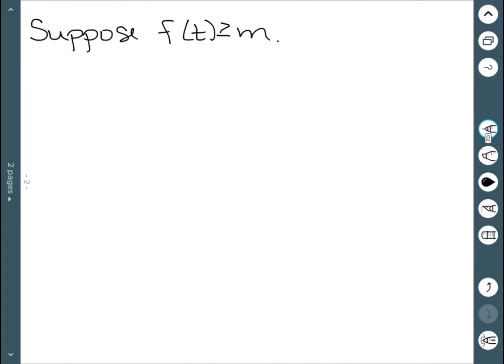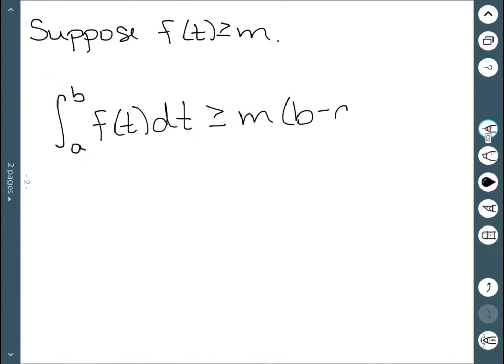The next property, let's suppose our function is greater than or equal to some value m over the interval a to b. Then we would have the definite integral from a to b of f of t dt is greater than or equal to m times b minus a. So if our function is bigger than a constant value m, the area will be bigger than the area of that rectangle.